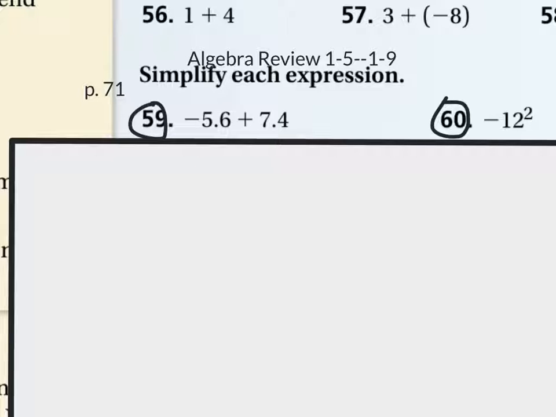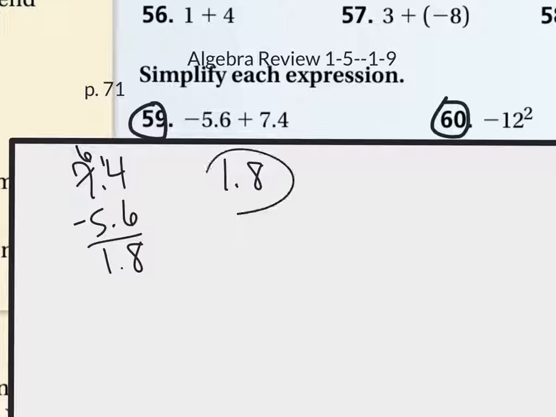59, we've got a negative and a positive being added together, so they're kind of working against each other here. So we're going to subtract those. If you subtract, you get 1 8/10, and then the question is whether we have more positives or negatives. In this case, we have more positives, so our answer would be 1 8/10.